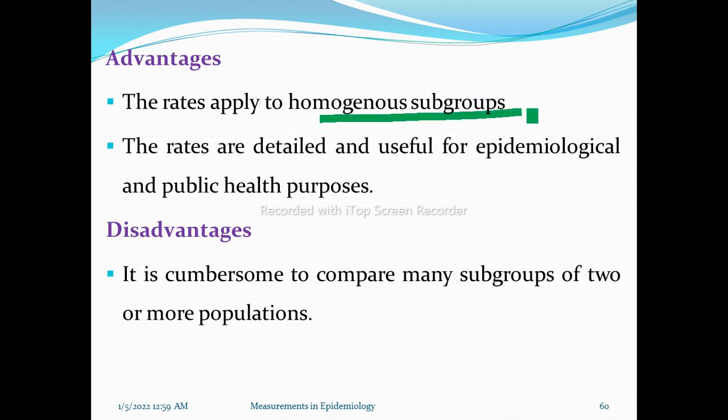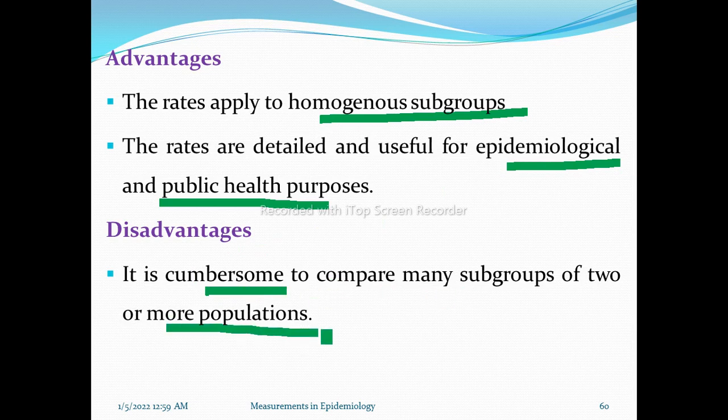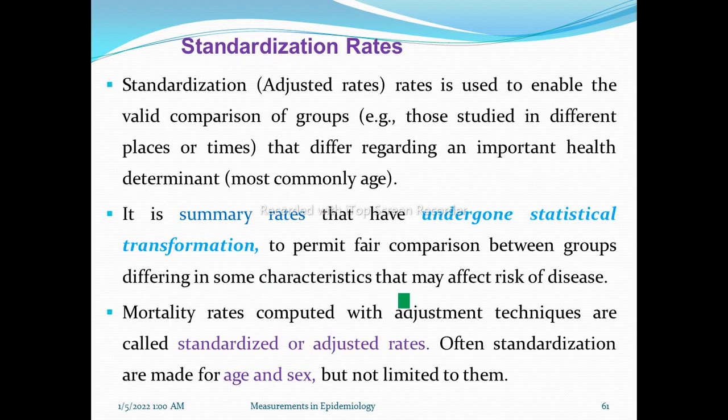Advantage: rates apply to homogeneous subgroups. Rates are detailed and useful for epidemiological and public health importance. The disadvantage is in comparison. It is difficult to compare many subgroups of 2 or more populations. When the number of groups increases, it is very tedious to compare many subgroups or more than 2 groups. So this is a limitation.